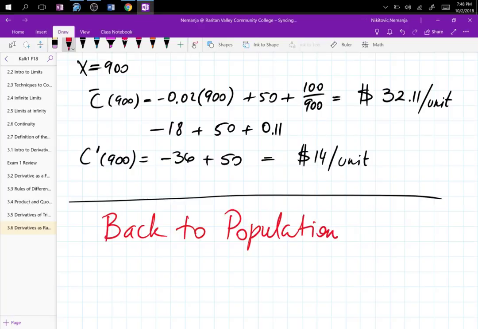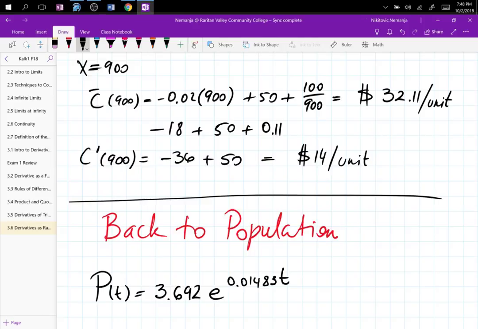Back to population. So I had a model. Did I remember this? Is this correct? Yeah. Yes?